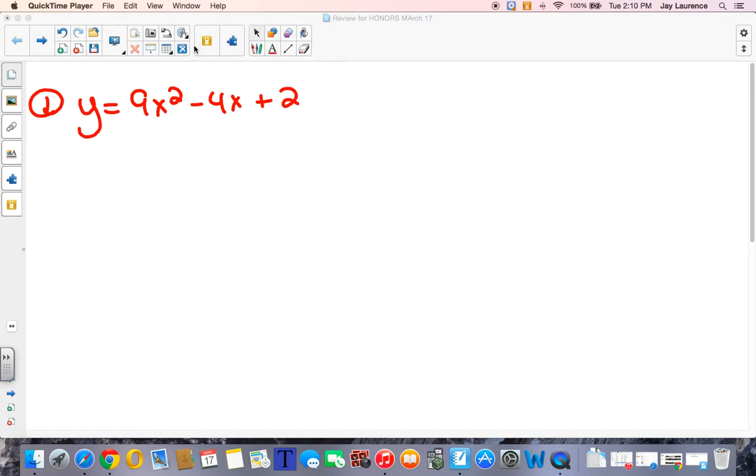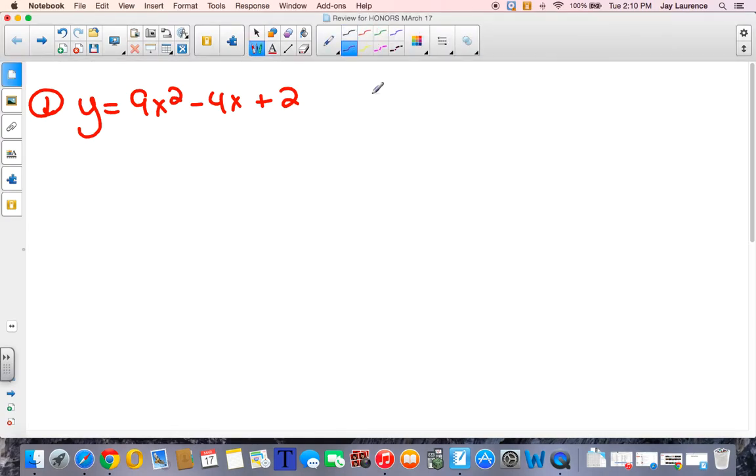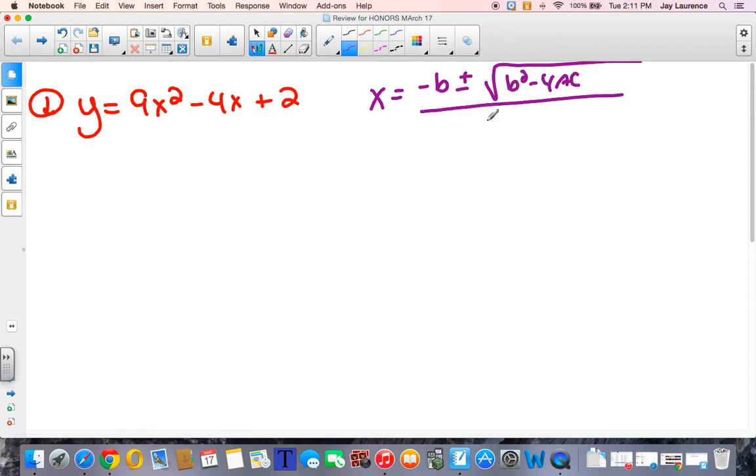All right, here we go. We're going to graph some parabolas. Now, remember, we need to know the quadratic formula by heart. X equals negative b plus or minus the square root of b squared minus 4ac all over 2a.